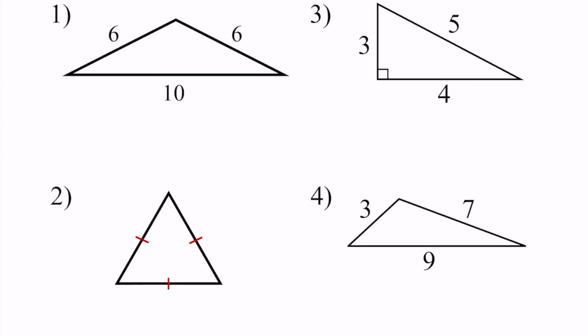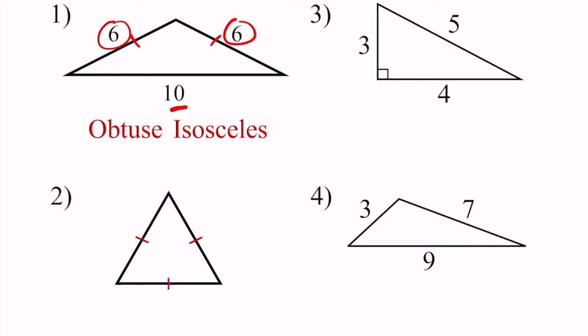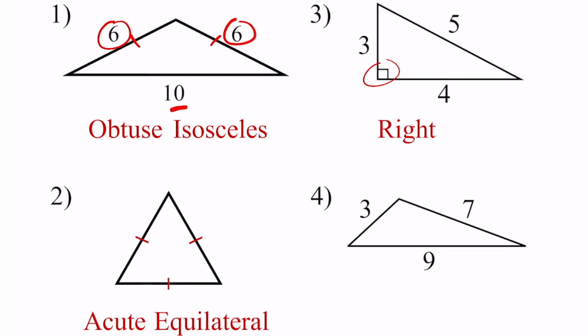Okay, so I'm assuming you paused it, or if this is on Edpuzzle, then you went ahead and did that. So here, this first one, we have two sides here that are equal, and the third is not. So that would be an obtuse angle, and it would be isosceles because the 6 and the 6 are the same. Okay, for number 2, we had these markings here, and all 3 of them were the same. That means acute, or you can also say equiangular, and it's equilateral because all 3 sides are the same. For number 3, we have this symbol here, which means it's a right angle, and 3, 4, and 5 are 3 different side lengths, so that would be scalene.